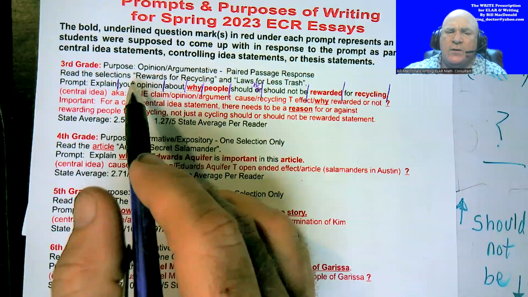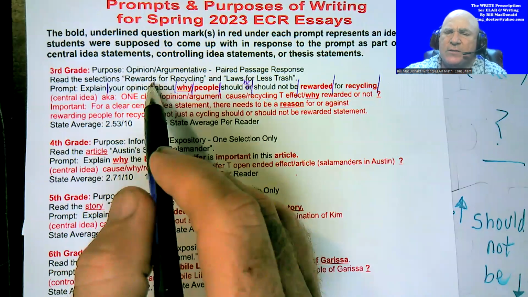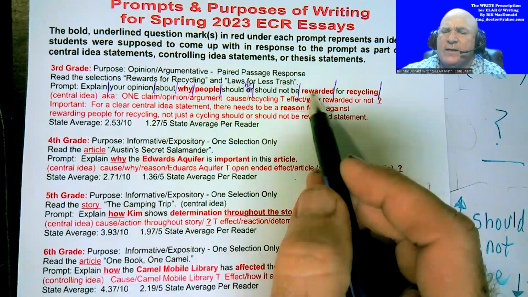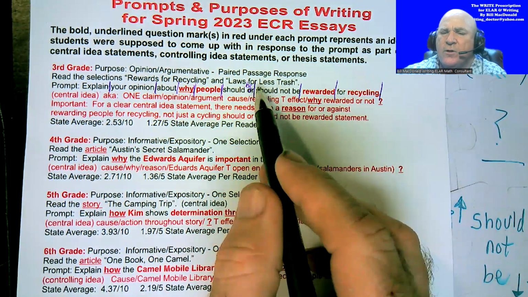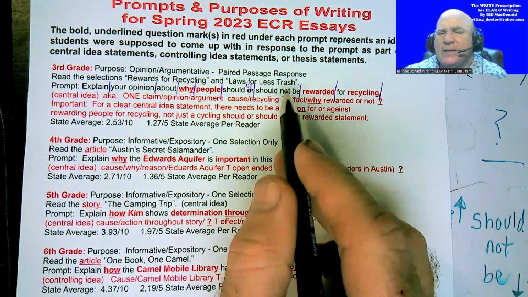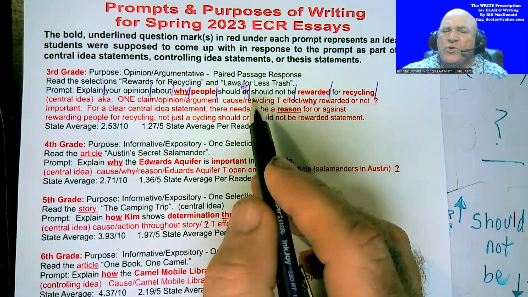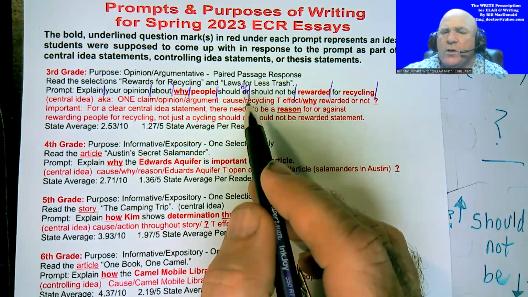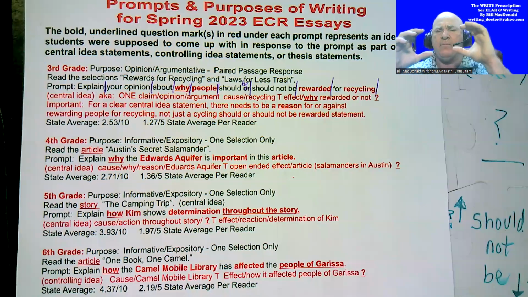So as you can see here, it does say read the selections. Rewards for Recycling was the selection that said that there should be some rewards. Laws for Less Trash was the one that said there shouldn't be rewards. You should just make rules for people to follow because of some things that they felt were negative. And so your students had to decide probably which one of these two selections had evidence they understood more, so they could pick that side of the argument and make a claim using one of those two.